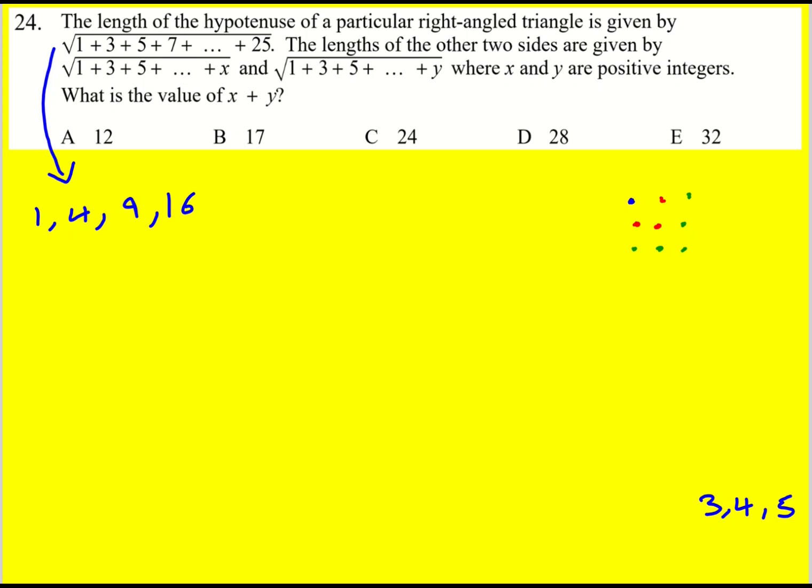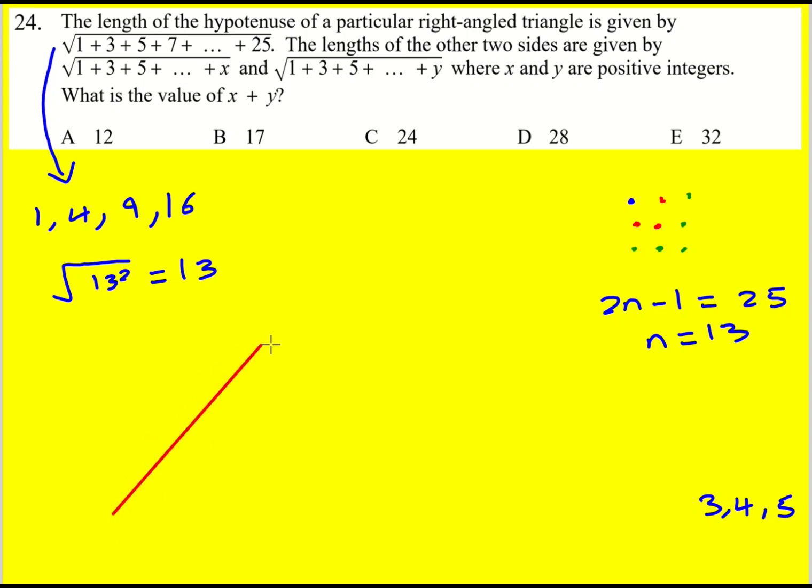Now, the nth term of this sequence, 1, 3, 5, 7, is actually 2n minus 1. So if I want to know the number of terms, I can set that equal to the last term, 25. 2n is 26, so n is going to be 13, which means the hypotenuse is going to be the square root of 13 squared. It's going to be 13. And I can draw that on.